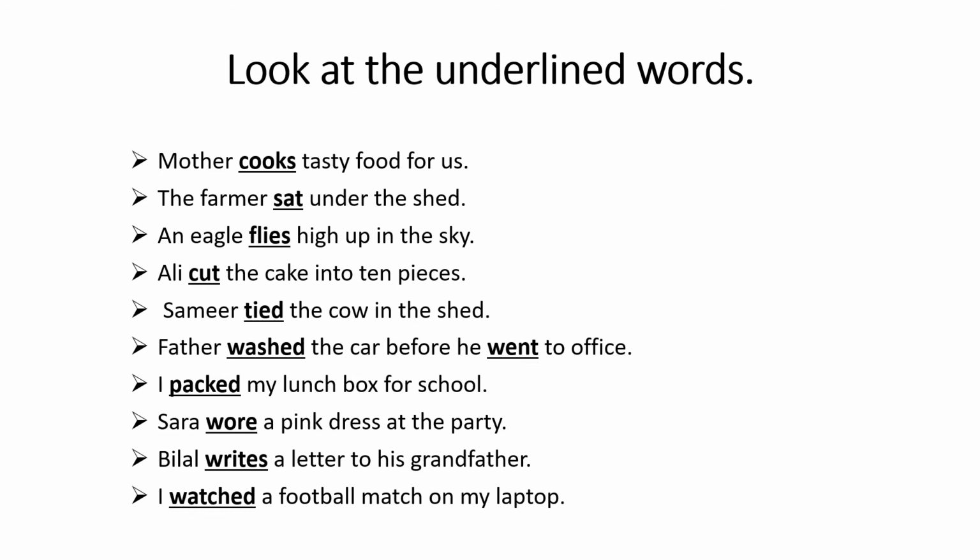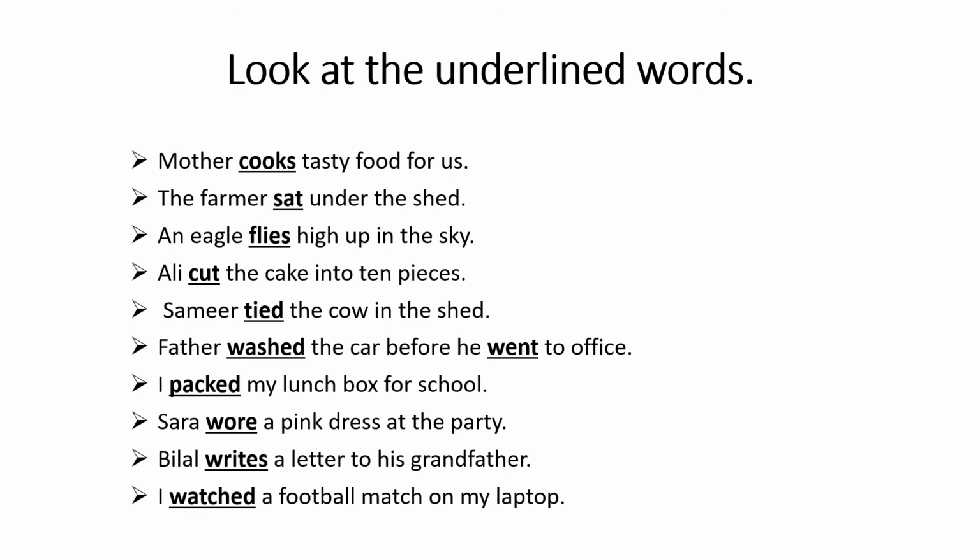The next one, Ali cut the cake into 10 pieces. Now what did Ali do? Yes. So Ali cut the cake, right? Ali cut the cake. Samir tied the cow in the shed. Samir tied the cow. What did Samir do? Yes, he tied the cow. So now that is what he did. The action, the verb there is tied.